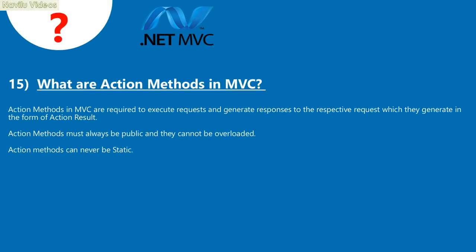15. What are action methods in MVC? Action methods in MVC are required to execute requests and generate responses to the respective request, which they generate in the form of action result. Action methods must always be public and they cannot be overloaded. Action methods can never be static.